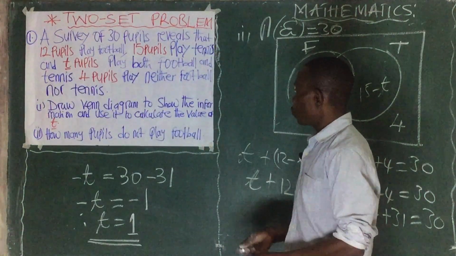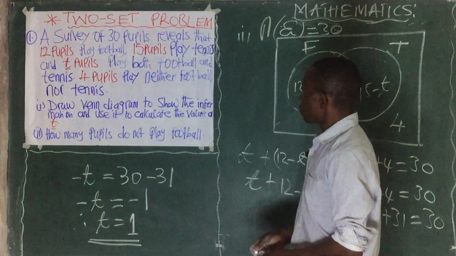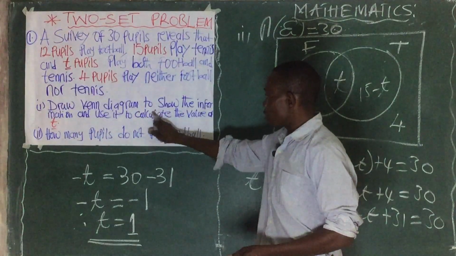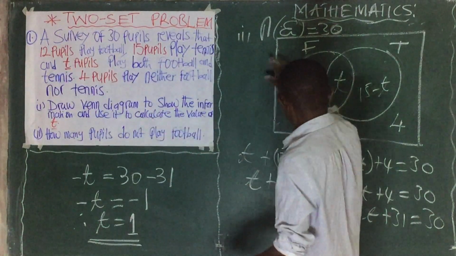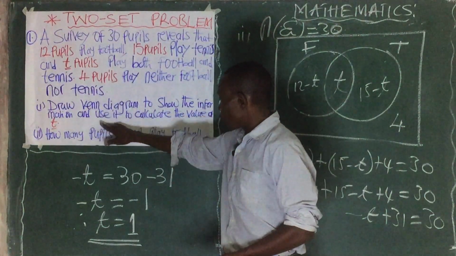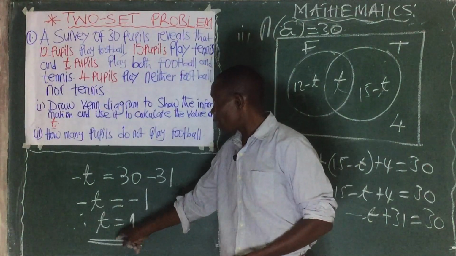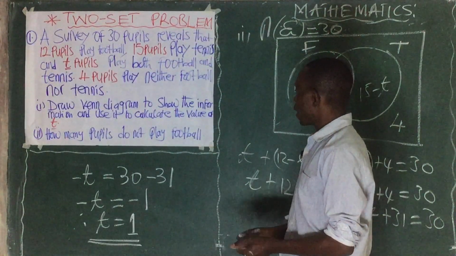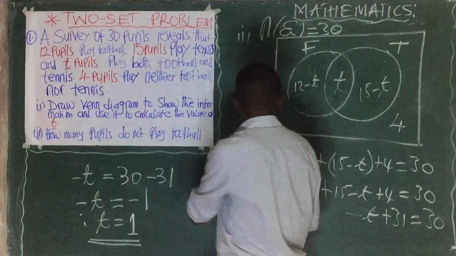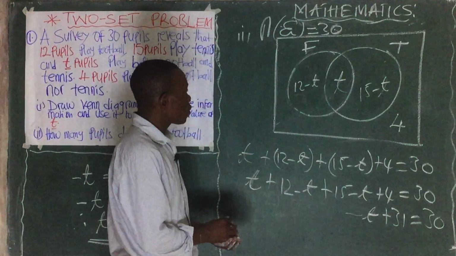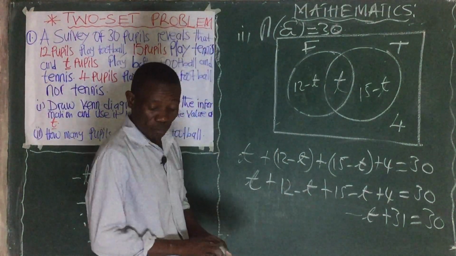Right, so that's the way we respond to questions such as this one. You have your Venn diagram, you are asked to work out for t, and it is found as 1. Then finally, how many pupils do not play football? Right, so you come here again. How many do not play football?